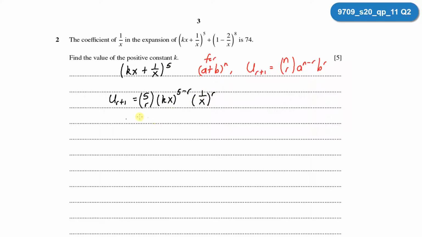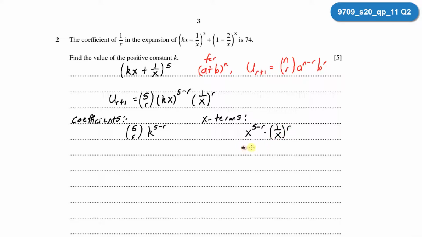So we can deduce the coefficients in the general expansion as 5 choose r, that's the constant, and here we can have the constant k raised to the power of 5 minus r. So these are going to be the coefficients. And the x terms in the expansion are going to be only x to the power of 5 minus r, and also here 1 over x to the power of r.